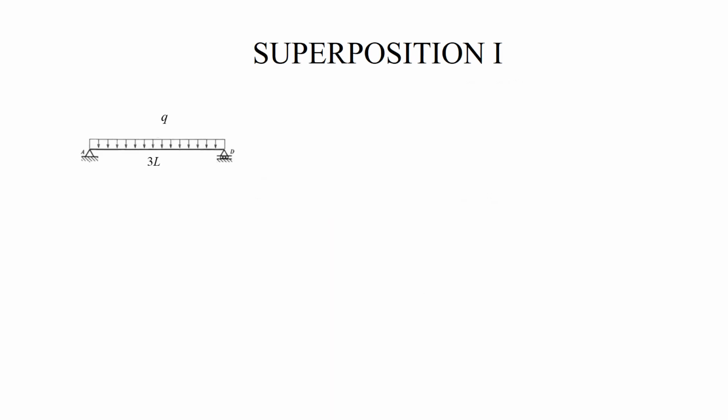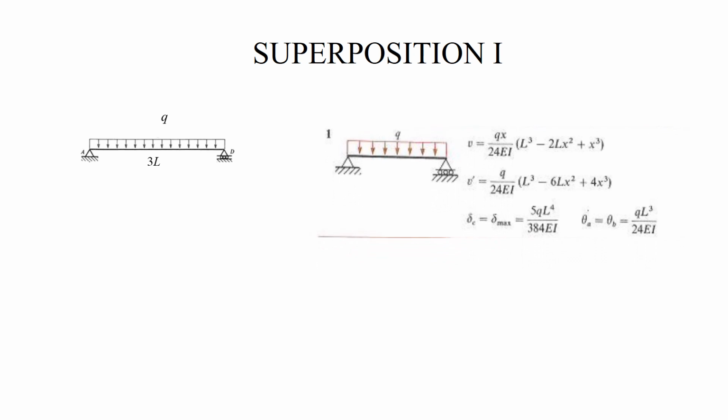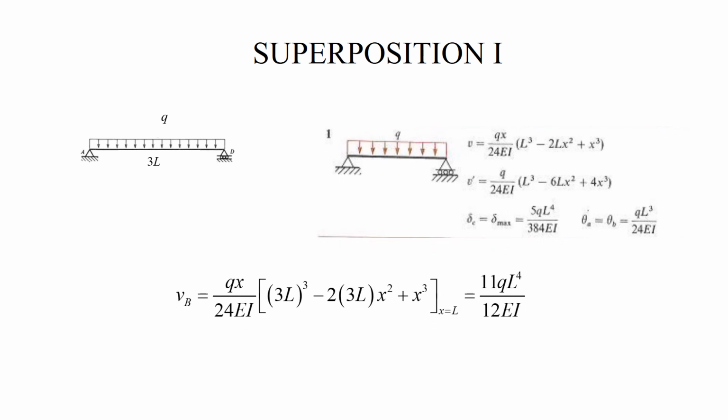So the first part of the superposition, I will be interested in looking at the distributed load. That's the table for the distributed load. And I will be evaluating the displacement at B. I will use this formula. I will use length 3L rather than L. And I will be evaluating it at x equal to L, or this point.